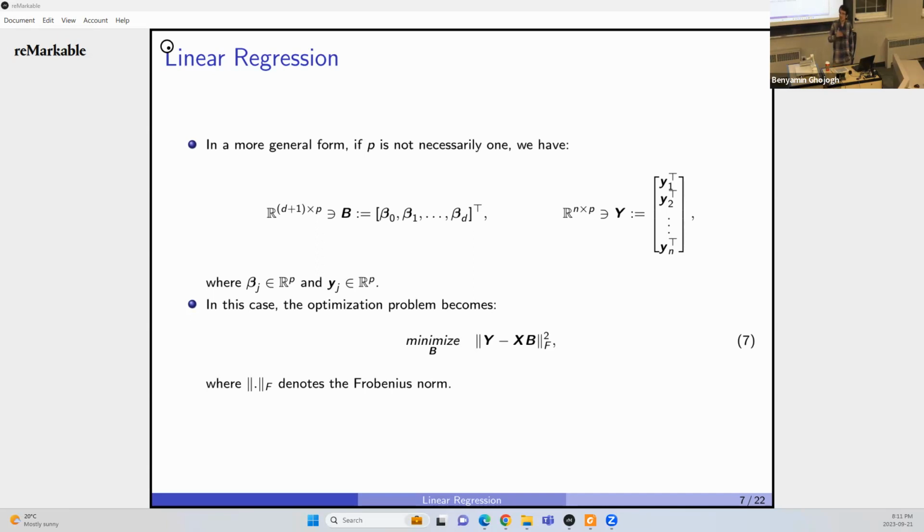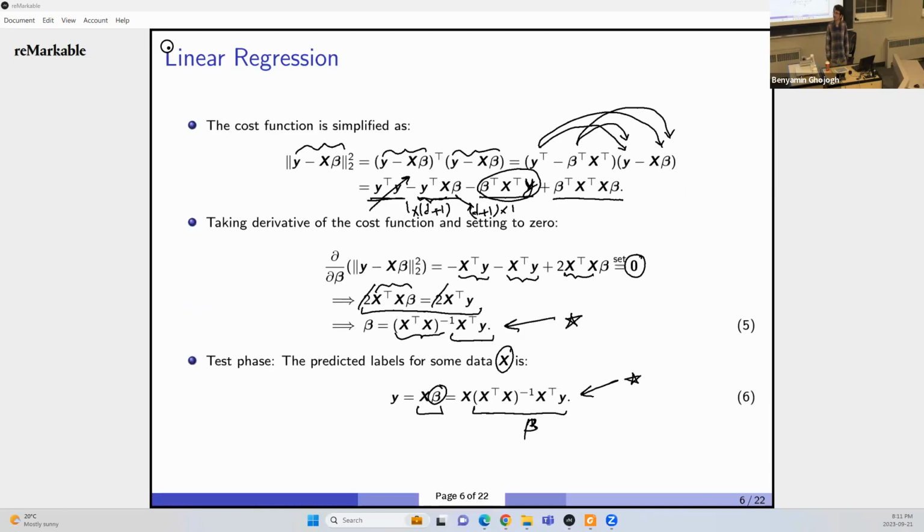Again, it's not a rule. You can also consider it column-wise, but you will not end up with equation 5. It will be something else, for example, I think X transpose inverse, something like that. It's not the well-known formula.